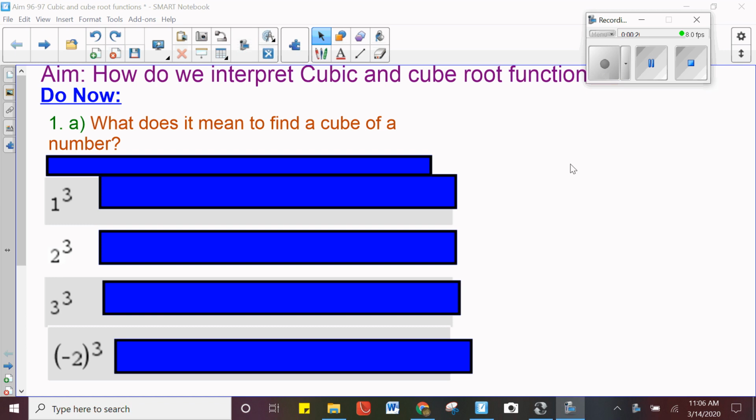All right. So what I'm using as a recording device is the Smart Notebook Smart Recorder, which is great. It's a screen recording app, basically. It just records whatever screen you're in, so you don't have to be just in Smart Notebook, which is great. So here's my next lesson for Algebra 1. How do we interpret cubic and cuboid functions?